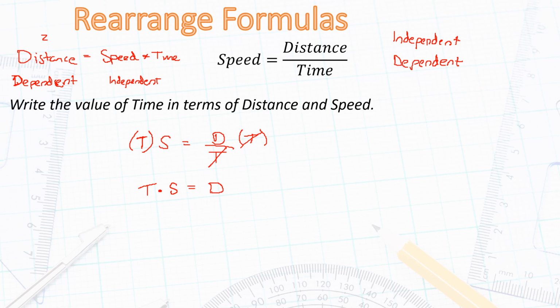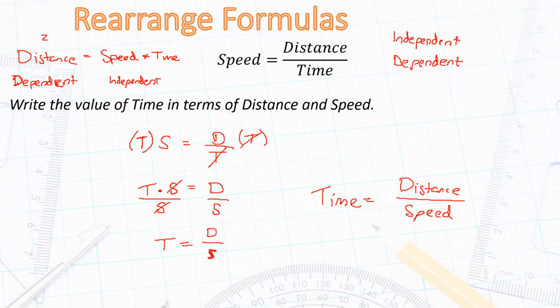Now I want time on its own. So what I'm going to do is say, okay, well, it's multiplied by speed. I want to divide by speed on both sides. So I'm going to divide by s on both sides. So on the left side, they cancel. I'm left with time, and then distance over speed. I know my s's look like 5s. It's an s. So that means, going back to my words, time equals distance over speed, which makes sense.